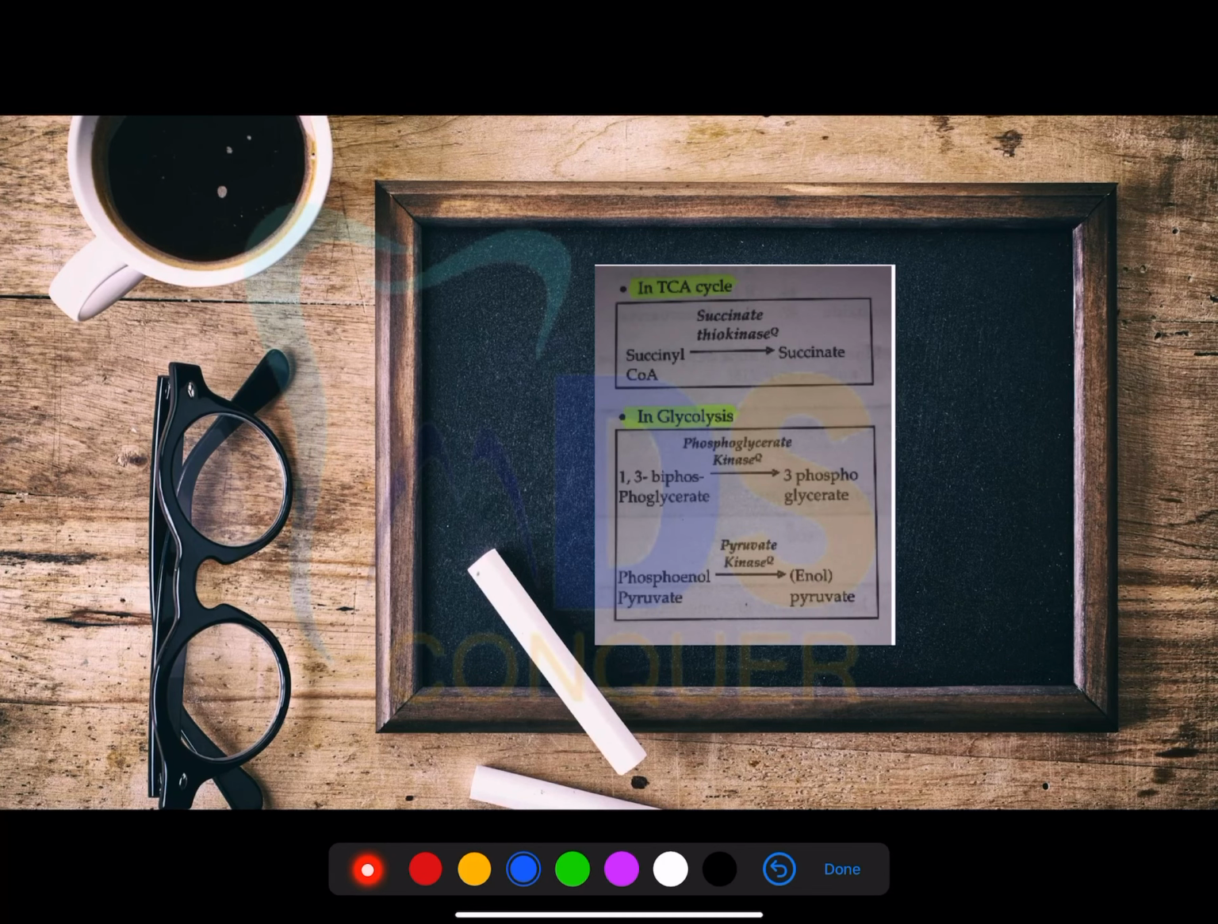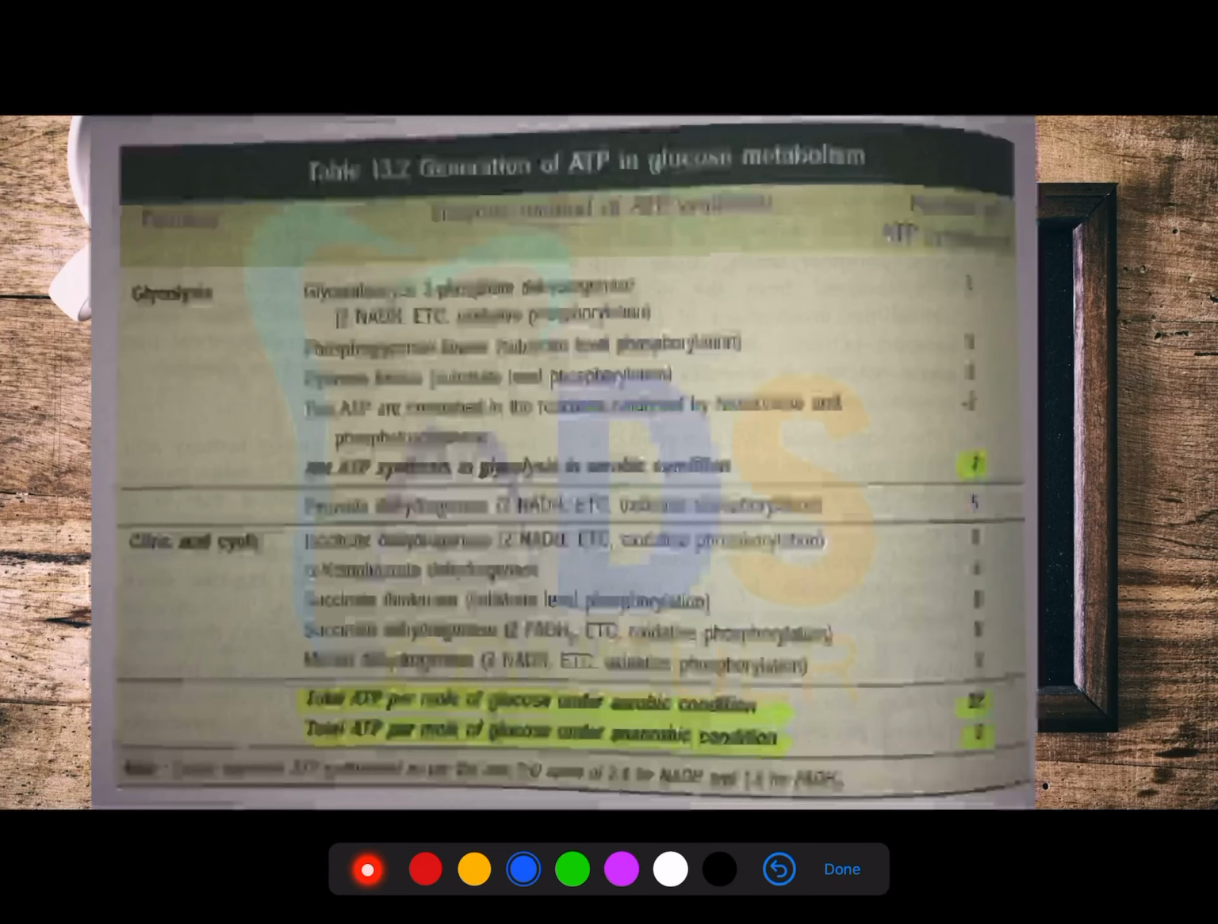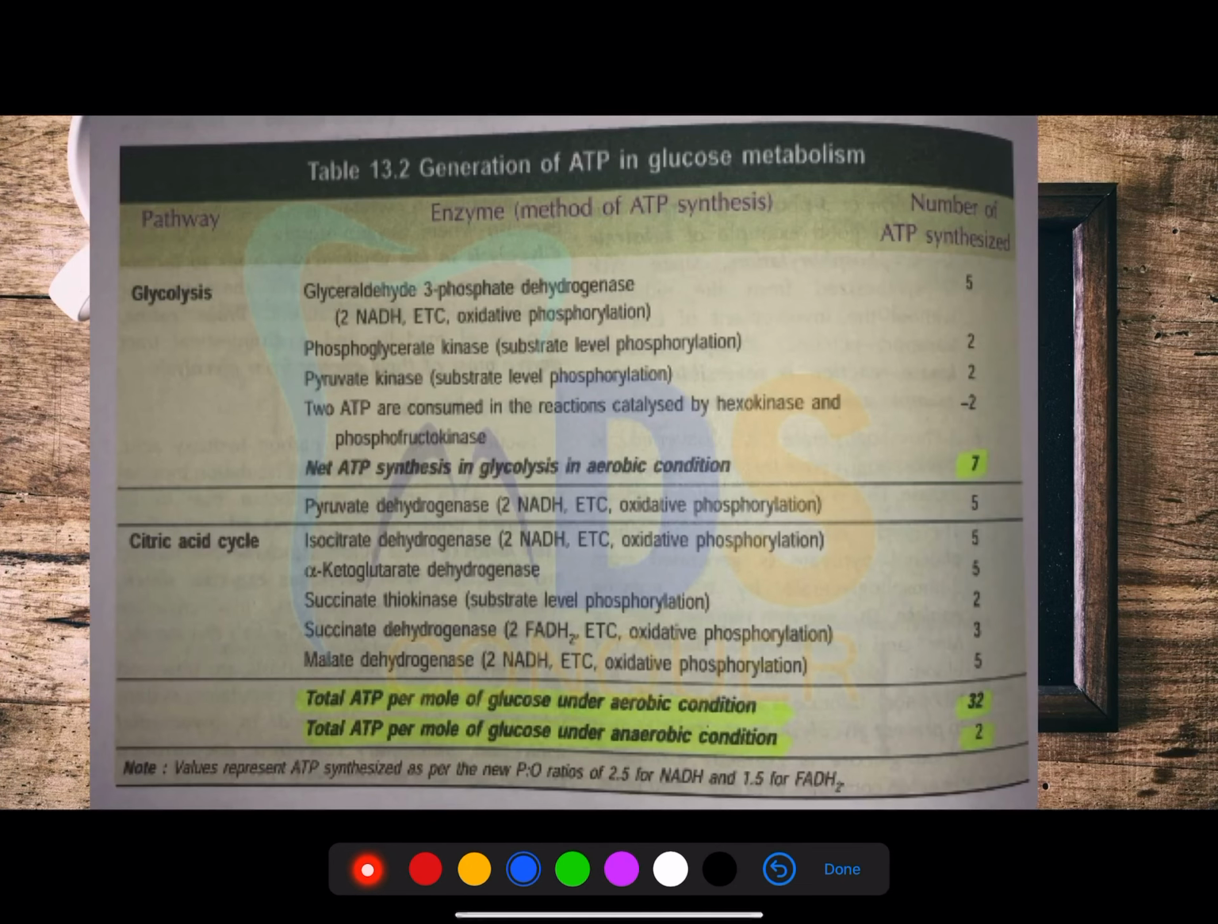The next comes the substrate level phosphorylation reactions, energy phosphorylation reactions. So this is a reaction in the tricarboxylic acid cycle or Krebs cycle, and these are the two reactions in glycolysis. So this is the new modified generation of ATP.